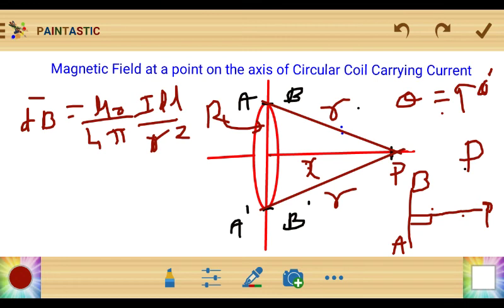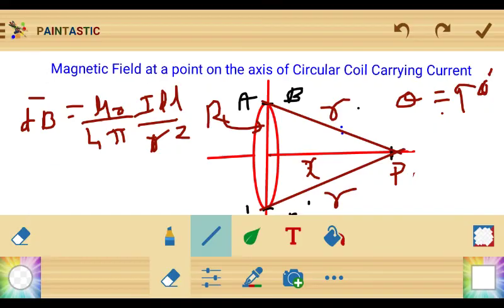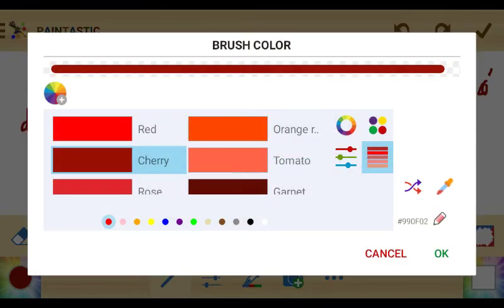Now I'll first rub this because I need a space here to draw. At point P, the direction of the magnetic field will be according to the right hand thumb rule. So let's draw it. By the right hand thumb rule, the direction will be like that. I draw with some different vectors.